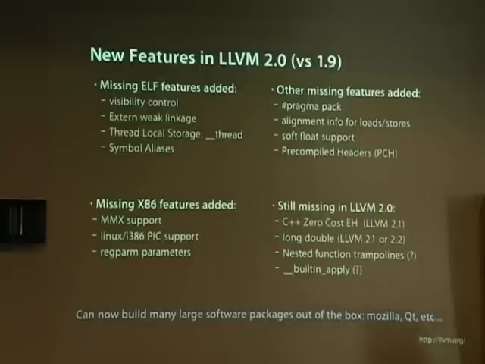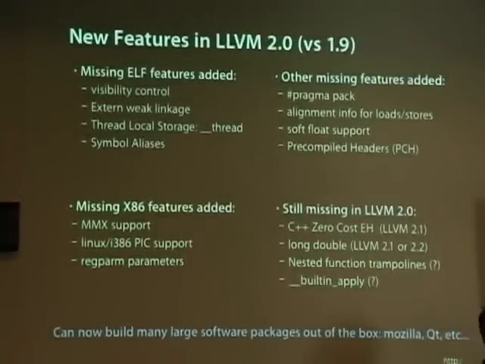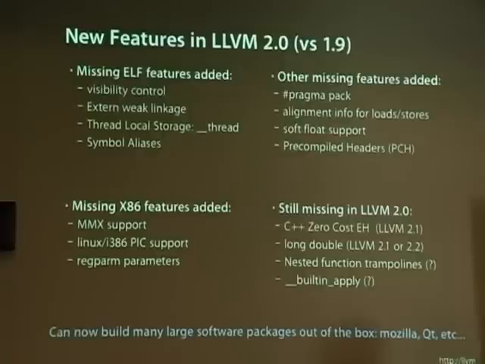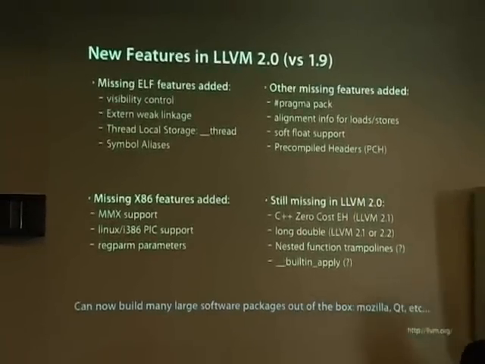Looking forward, there's still some things that are missing in the missing features category. Chief among those is C++ exceptions. So this is currently work in progress. People in the open source community are very interested in this. For me personally, it's not a driving thing that I have to have, but I agree it's very important for completeness, and we'll probably have this with LLVM 2.1.